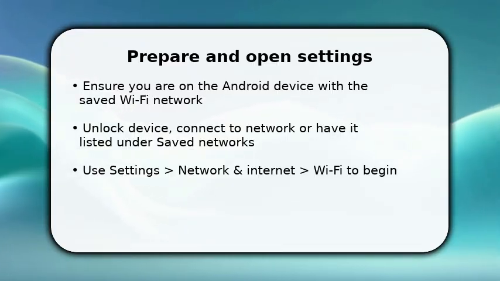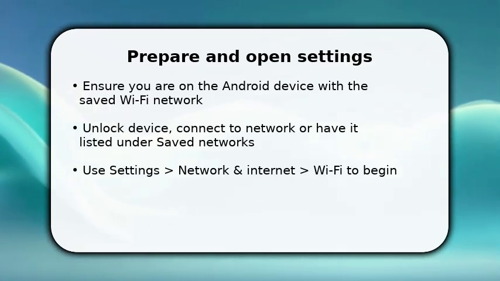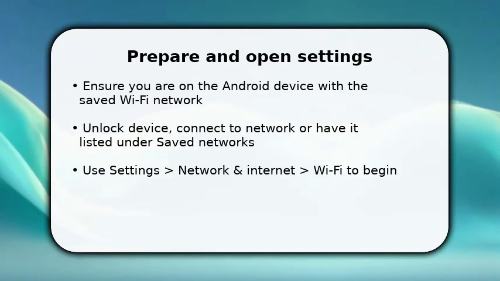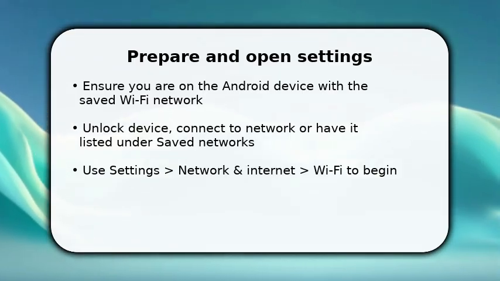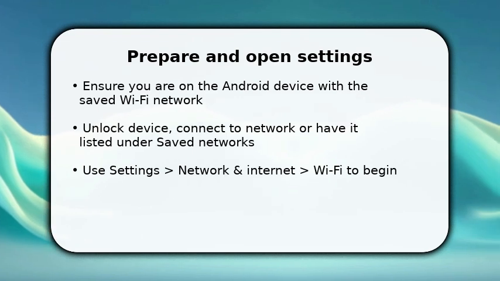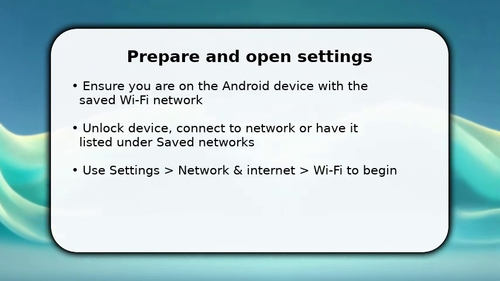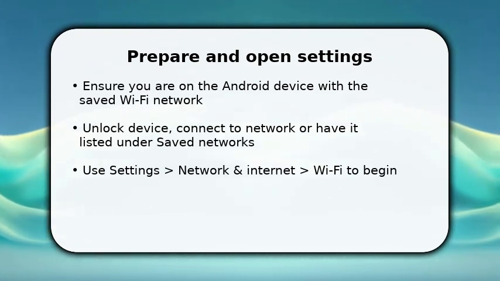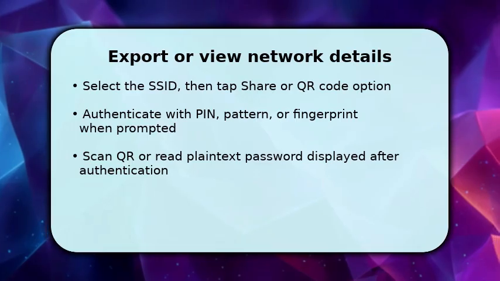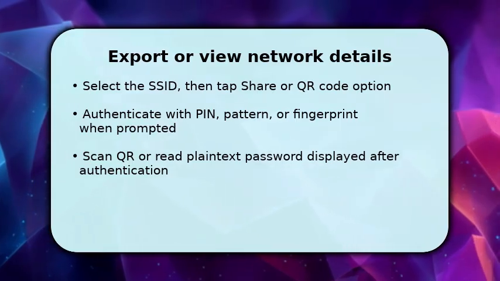This step is crucial because you can only reveal saved credentials through System Views or QR export. If you don't see Saved Networks, search in Settings for Saved to navigate quickly and proceed to the next step. Once you tap the saved SSID, choose Share or Show QR Code. Android exposes credentials this way for sharing.